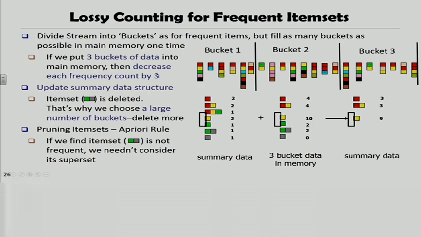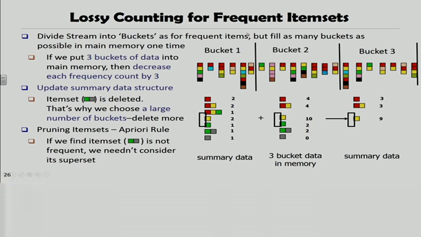That means you put 3 buckets of data into the main memory, and every time you go down, you decrease the frequency count by 3, and you register the frequent item sets instead of single items. I will not introduce the details, but just to say, by extension of single item counting, you can easily extend to item set counting. Then you can derive another lossy counting algorithm for item sets. That's what they also did in the same paper.